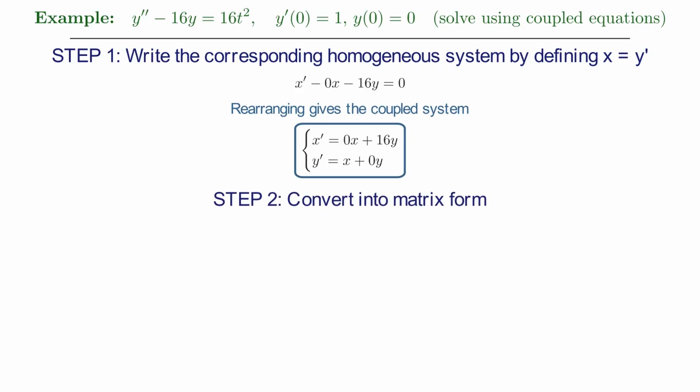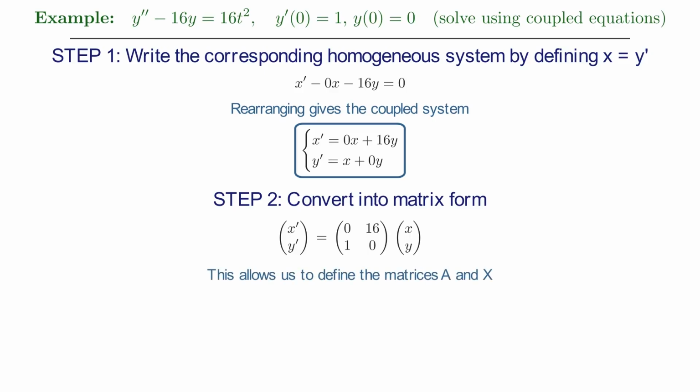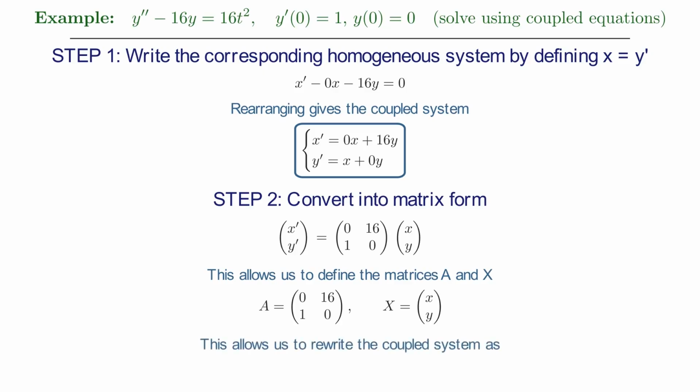So the left-hand side becomes (x', y'). And then taking the coefficients out as a matrix, we get [0, 16; 1, 0], multiplied by our variables matrix (x, y). This allows us to define the matrices. A is our coefficients, [0, 16; 1, 0], and x is our variables matrix (x, y). So we can rewrite this system as x' = Ax.